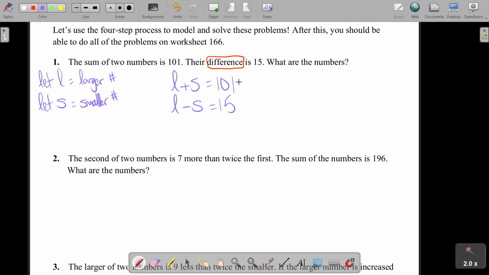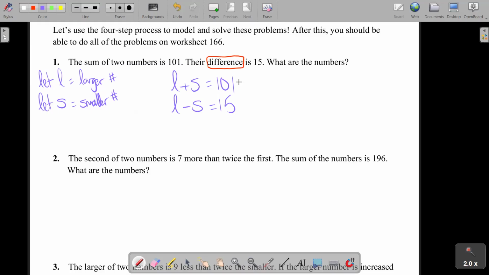Addition, you have some freedoms. You could write them forwards, backwards, like L plus S, S plus L, nobody cares. Do bear in mind that with subtraction, if you put it backwards, it will be wrong. Addition is free form. Subtraction, you've got to be real tight. So make sure you do larger minus smaller, L minus S. Any questions on step two?